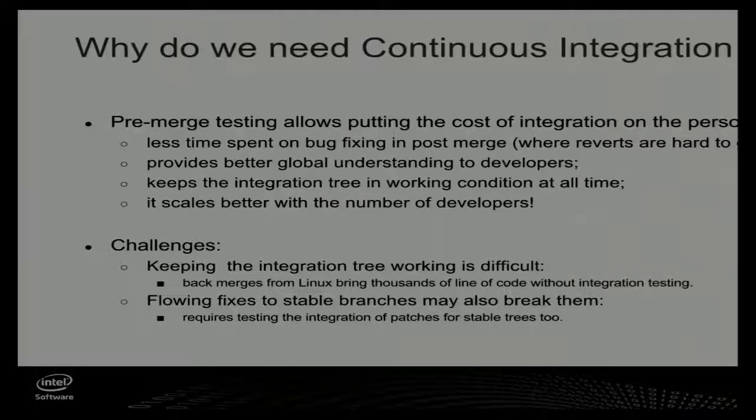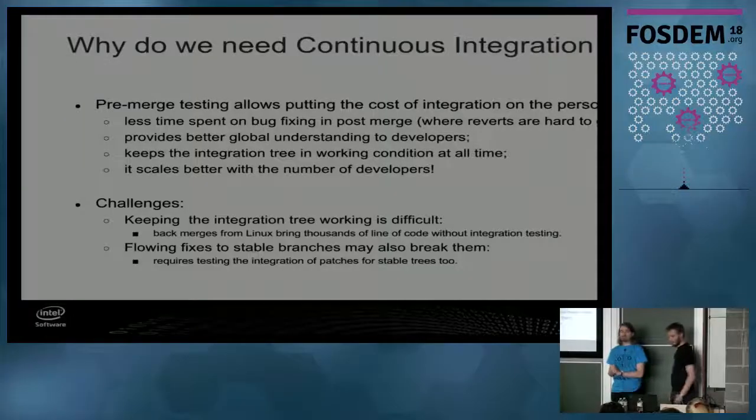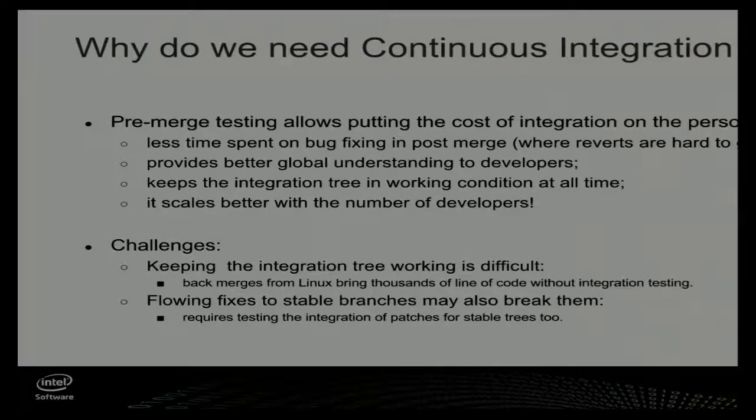Another problem is that when you make a bug fix for a particular branch, it may work great on the integration tree, and then you ask it to be merged to stable kernels, and what the patch was supposed to fix, it actually makes worse. And that's something we've seen. And so if you are about to apply a patch to a tree, you need to test the integration of this patch on the tree you want to apply it to. So that means even for stable branches.